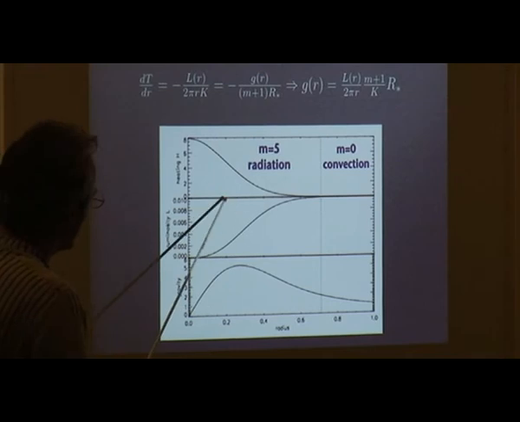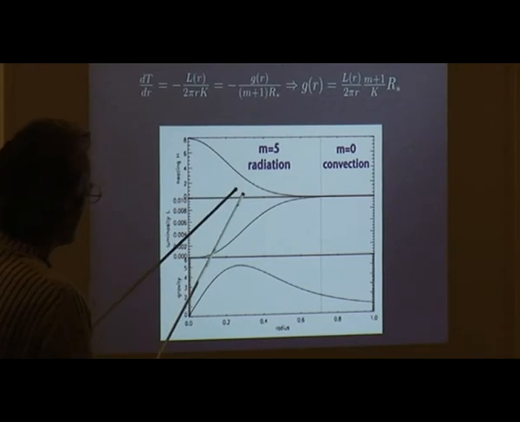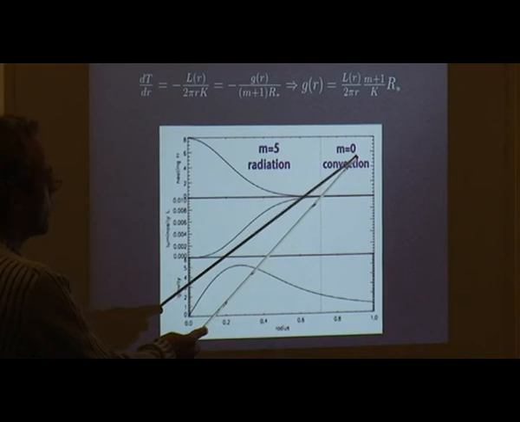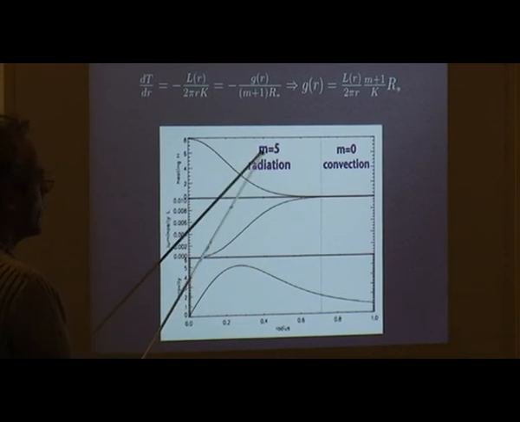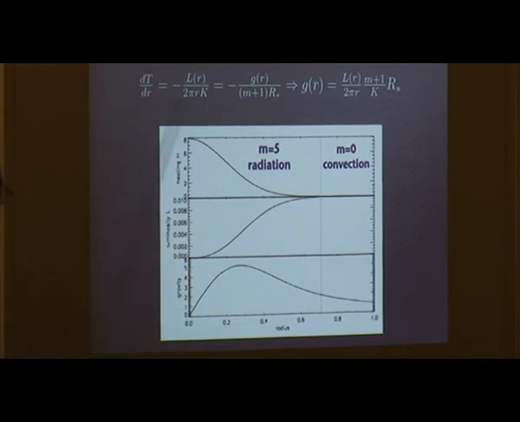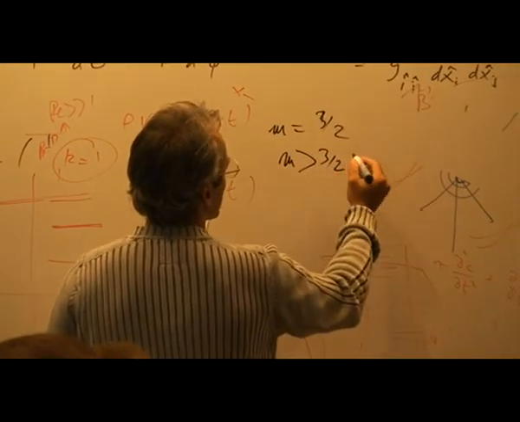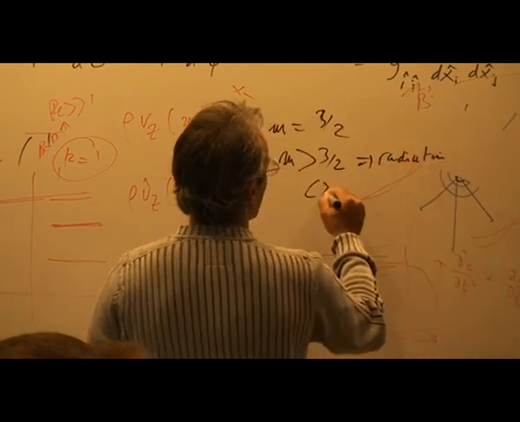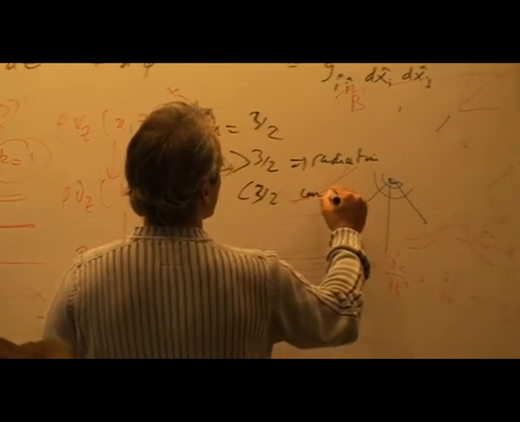And then, for example, I'll show you a setup using a polytrope with m equal to 0 as in the convection zone, and the radiative zone with polytropic index m equal to 5. And maybe you know that the critical polytropic index is 3/2. Okay? It means that if the polytropic index is larger than 3/2, we have radiation, and if it's below 3/2, we have convection.